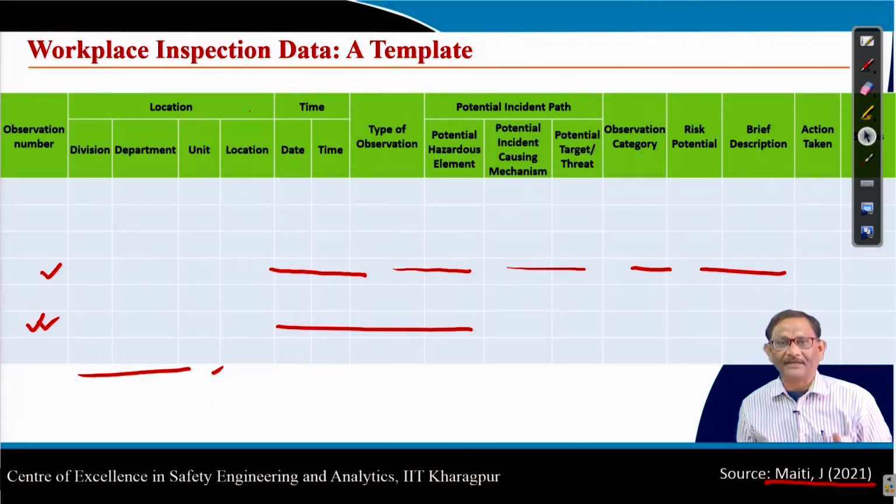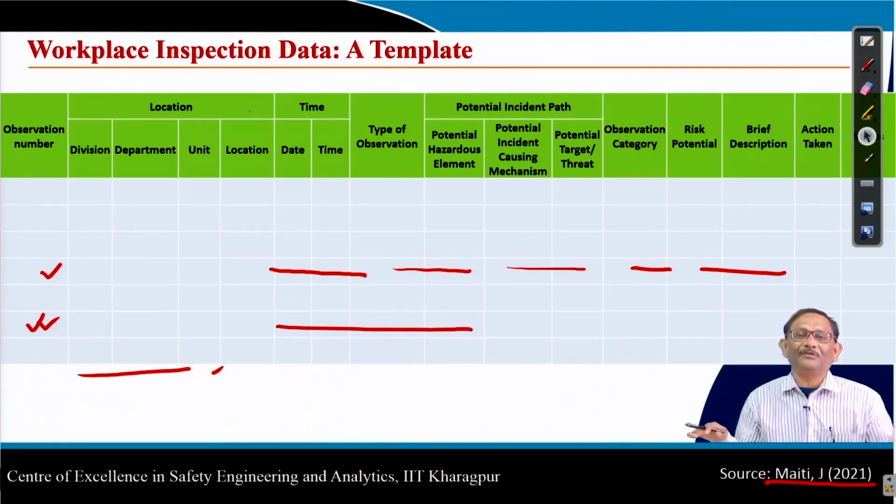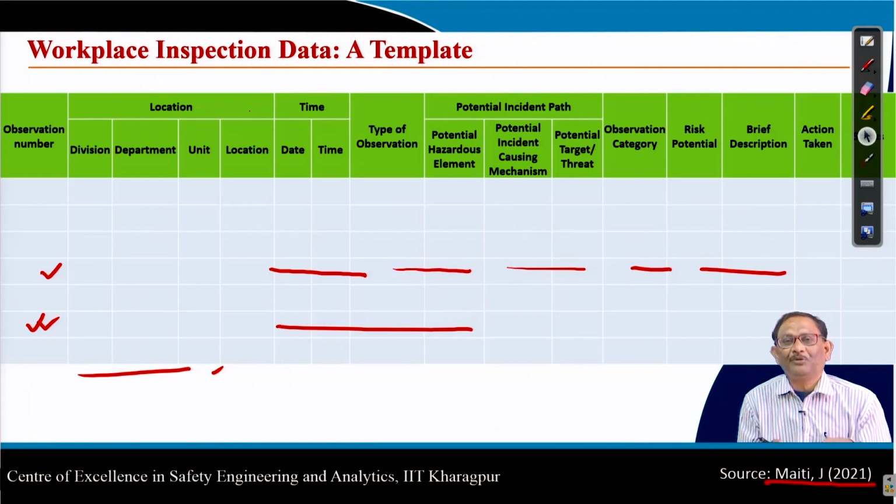If you want to predict accidents, the incident path or accident path elements are a must. And second, the effectiveness and weakness of the risk control system must be understood and documented, so that you will have a database which has useful information that will help you in doing a lot of analytics.